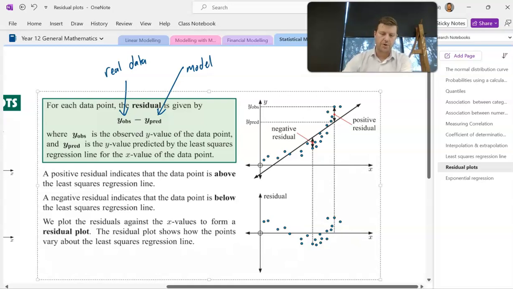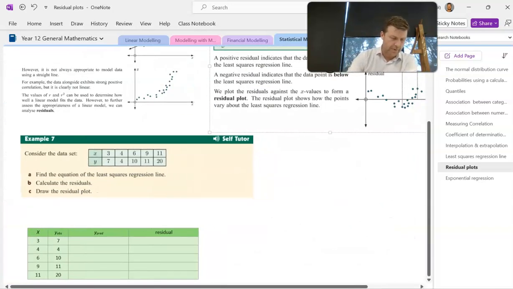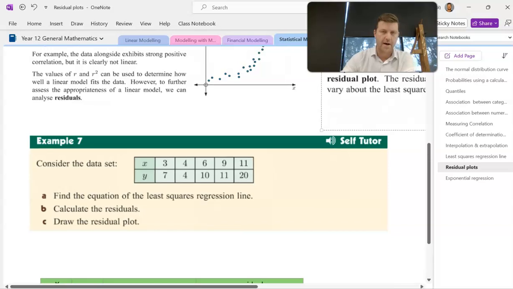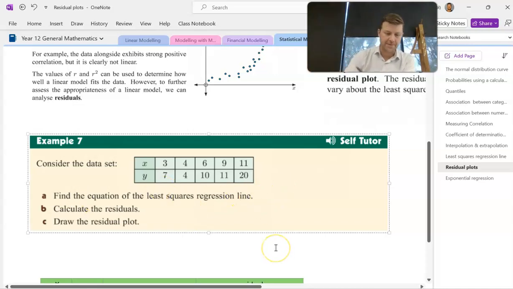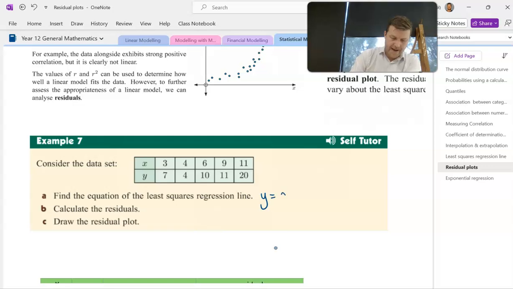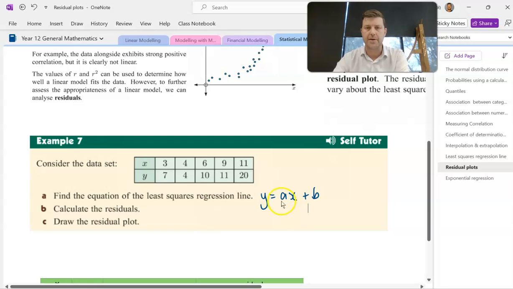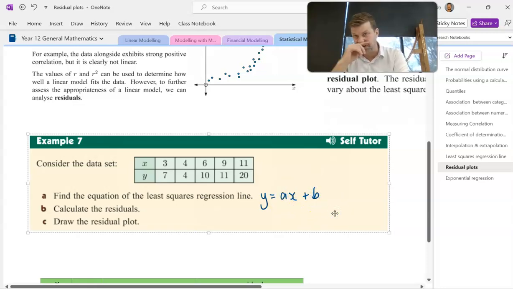Let's look at an example and try and talk through it that way. So here is a set of data with our x variables or our explanatory variables in that top row, and our y variables or our response variables in that second row. First part of the question says to find the equation of the least squares regression line. This is something we've already done before in the form of y equals ax plus b, where a is our gradient and b is our y-intercept. What are those values? That'll determine what the equation of that least squares regression line is.